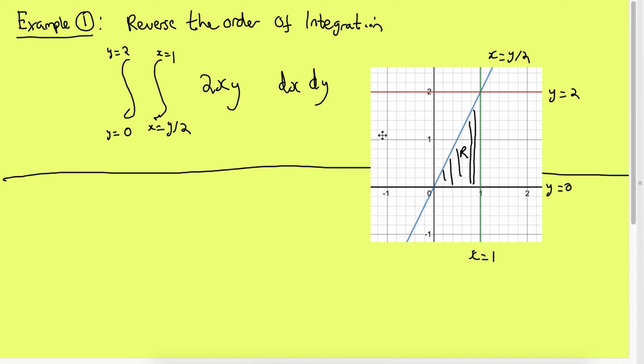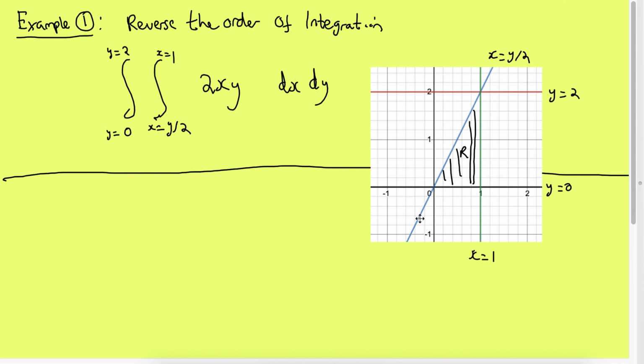So as I said, you go along the way, because it's dx first, you go along the way. The first line you hit is y over 2, which is our bottom line. The second line we hit is x equals 1, which is our top line. So that's us finished going along the way. And then if we went up the way, the first line we hit is y equals 0, so that's why it's our bottom limit. And the top line we hit is y equals 2. So that's why we've got this region here.